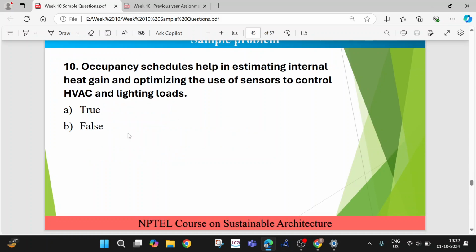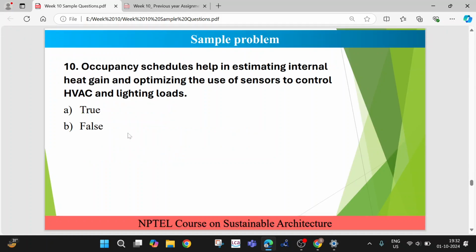Fine. Then here is the 10th question. Occupancy schedules help in estimating internal heat gain and optimizing the use of sensors to control HVAC and lighting loads. Is it true or false?